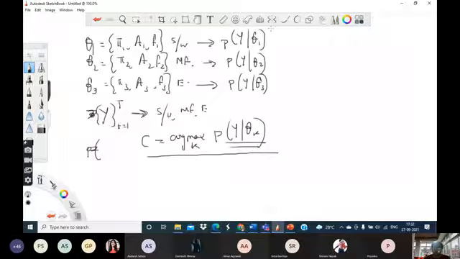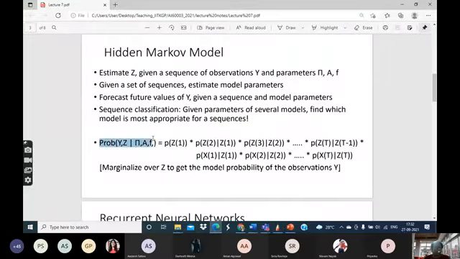Now the question is how to calculate these probabilities. To calculate these probabilities is not such an easy task, but you have to understand that if you know both y and z, that is both the observations as well as the hidden values, as well as the model parameters, then it is actually quite straightforward for you to calculate the probability of the full thing. Then you can use this formula.